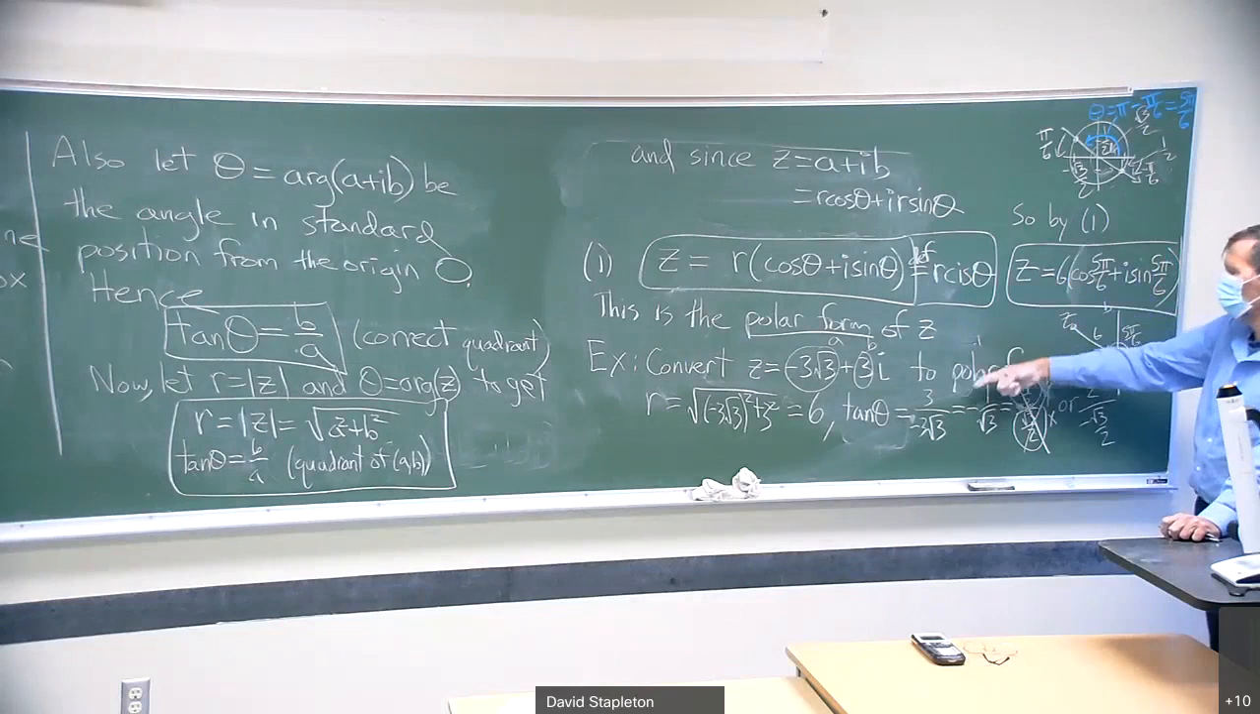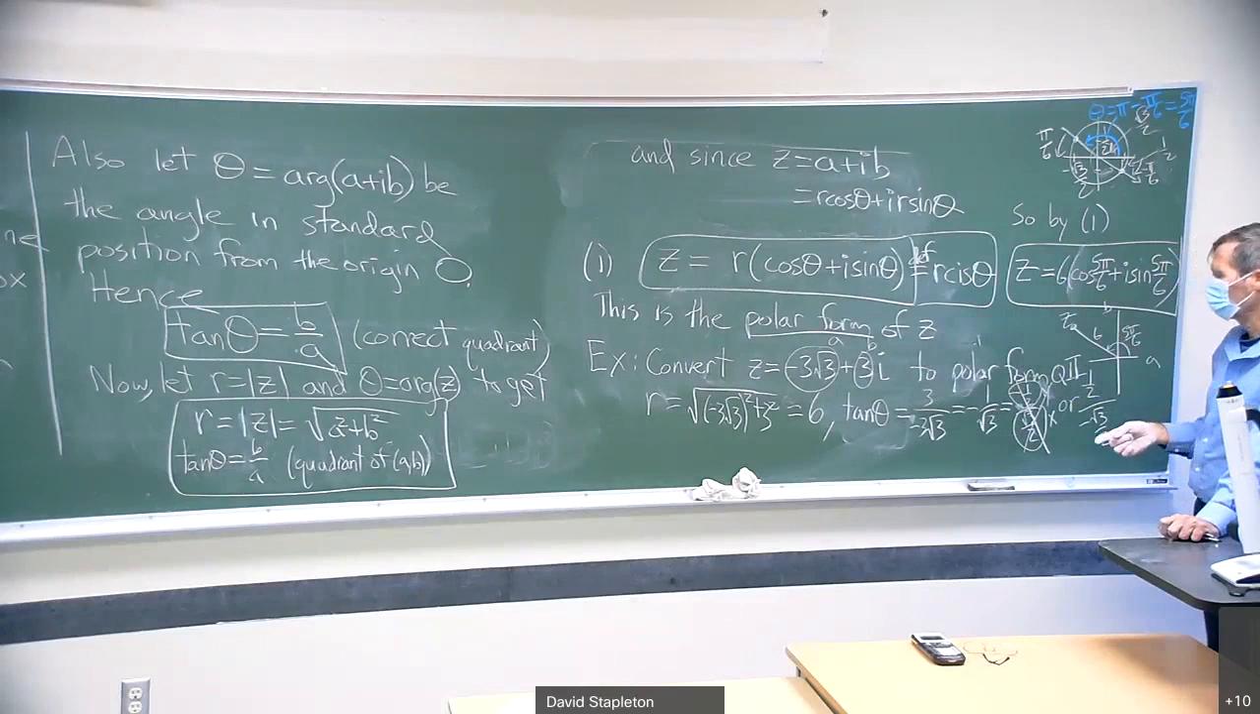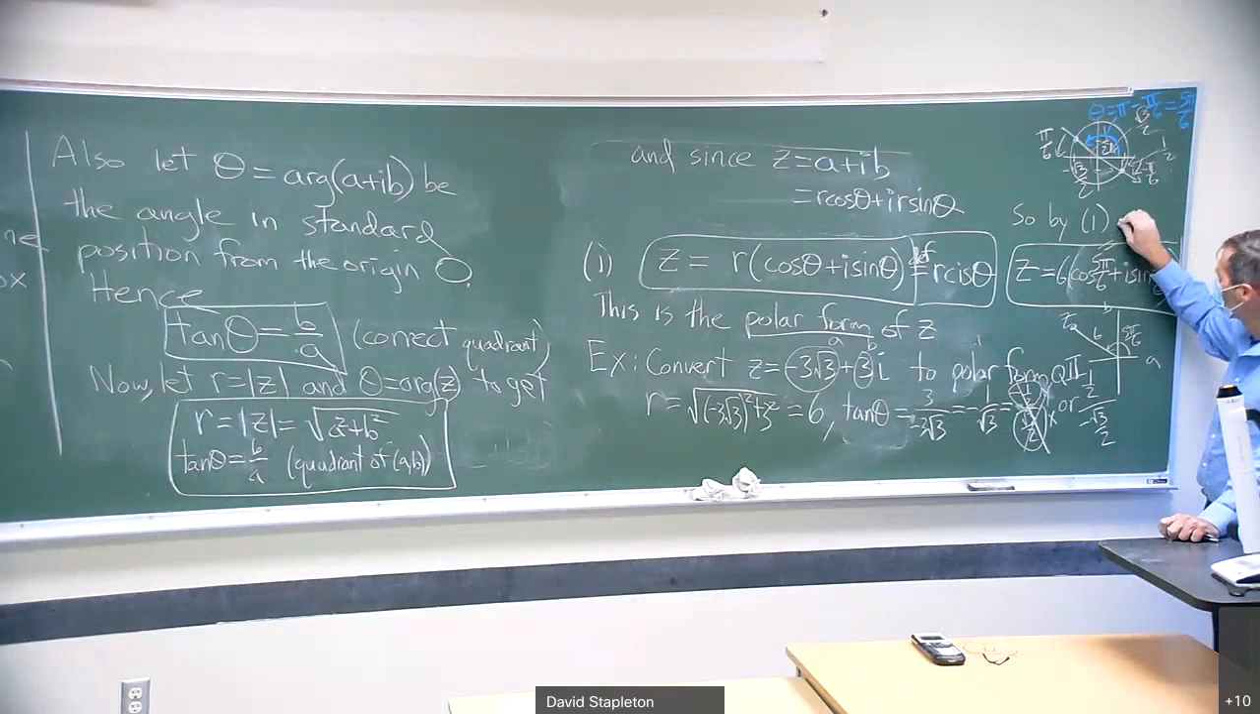All right, so there's converting a complex number from its rectangular form to its polar form. You just find r and theta and write r cosine theta plus i r sine theta, or if you prefer, just write 6 cis 5π/6. A little shorter. I should mention too that there's another form of this.